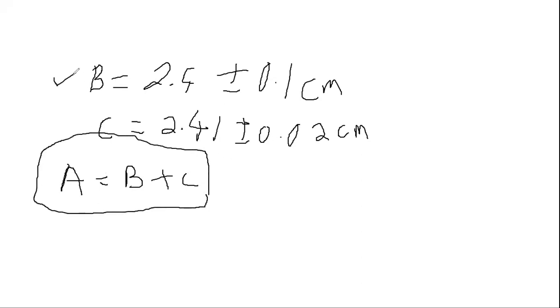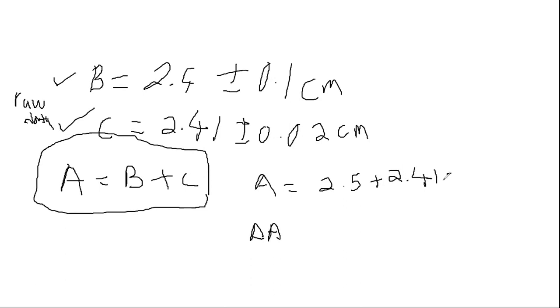B and C are obtained from an instrument. Let's say we take it as raw data. So you want to find a new reading A which is linked to the raw data as B plus C. So what is the value of A? What is the value of the change of A? A, no problem. In this case it is 2.5 plus 2.41. So how much is that? It's 4.91. So A no problem, just simply add them.